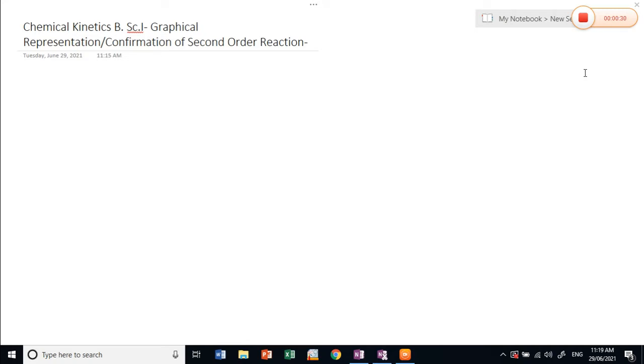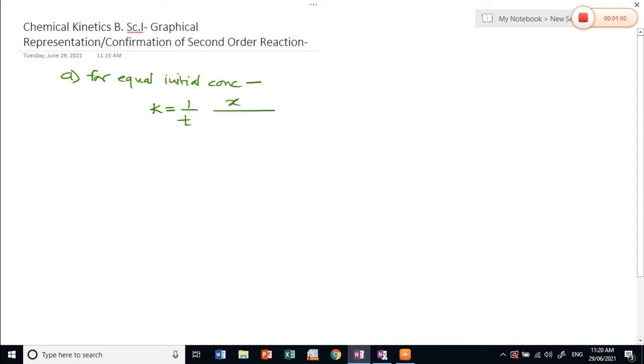So, for equal initial concentration. Okay, so the formula for rate constant of second order reaction having equal initial concentration can be written as k is equal to 1 upon t into x divided by a into (a minus x). So this is the formula of second order reaction with equal initial concentration.